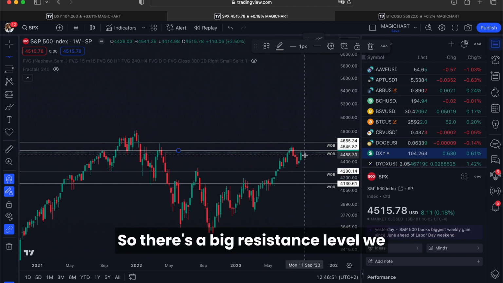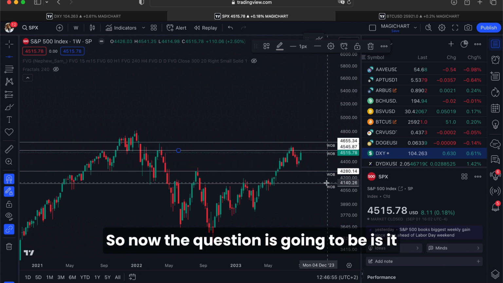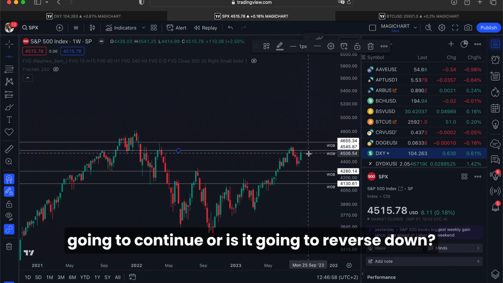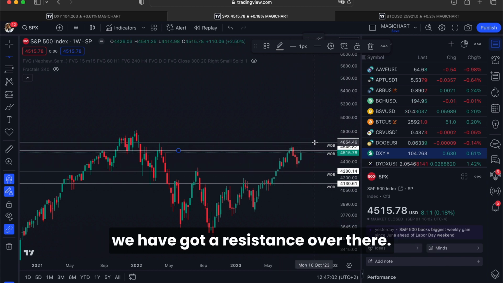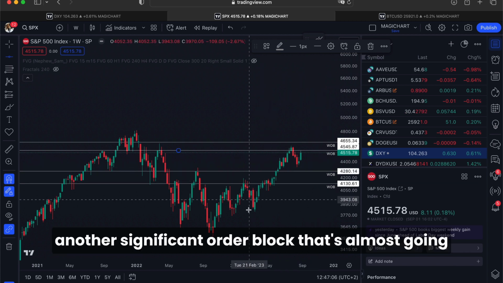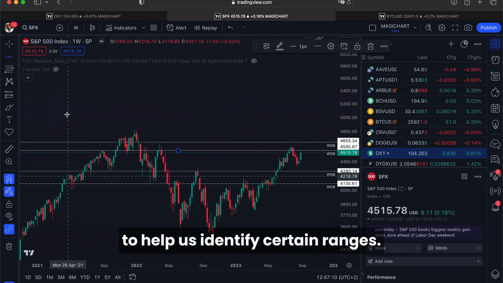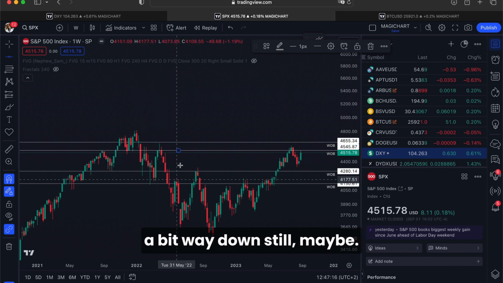So there's a big resistance level. We can see this week it rejected there. So now the question is, is it going to continue or is it going to reverse down? If it continues, we have a resistance over there. If it reverses, let's look for another significant order block that's going to help us identify certain ranges. I would definitely think that's a bit far down still.